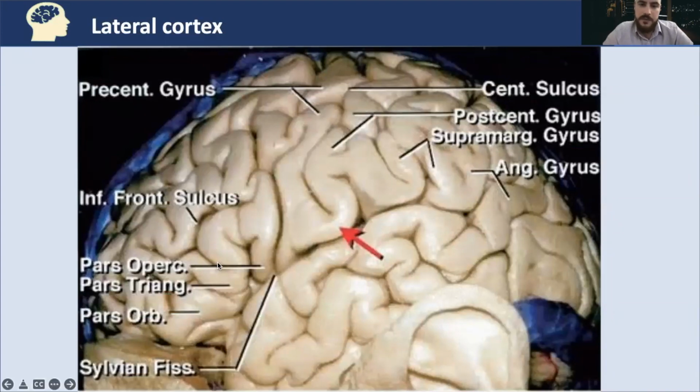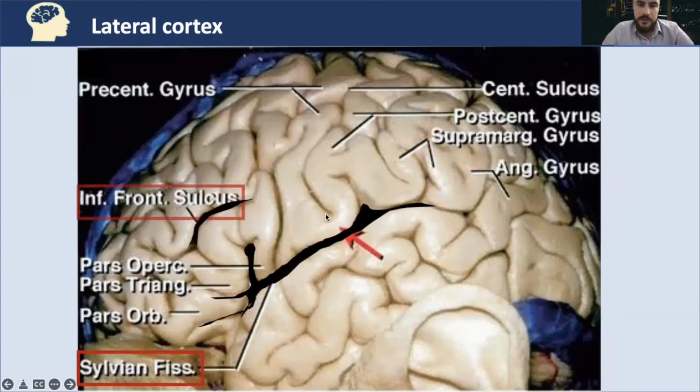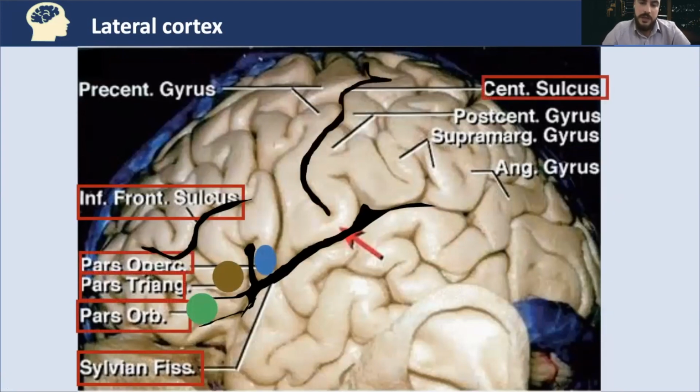One more view. This is the left hemisphere. This is the left frontal lobe. This is the left orbit over here. This is our friend, the Sylvian fissure. And here the red arrow notes the gyral bridge. So this is the central sulcus, obviously. This is the Sylvian fissure. This is the inferior frontal sulcus over here. These are the three parts of the inferior frontal gyrus.